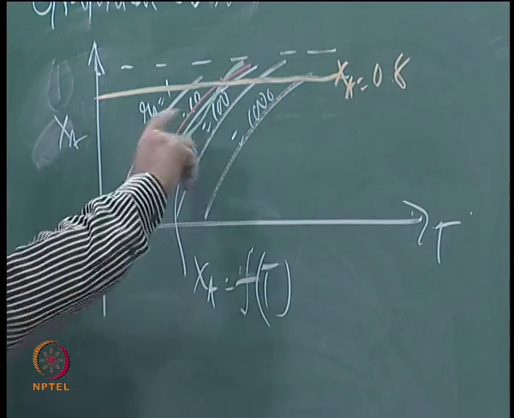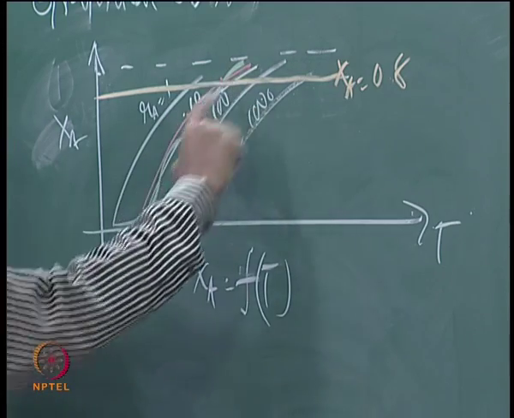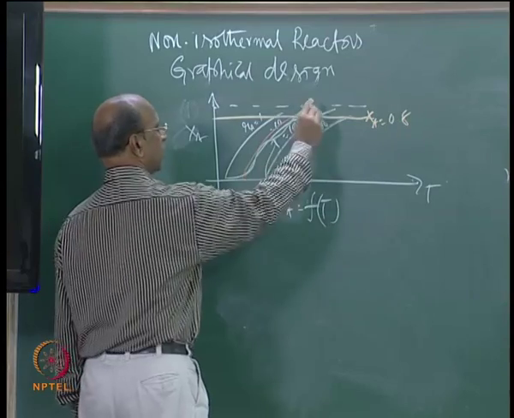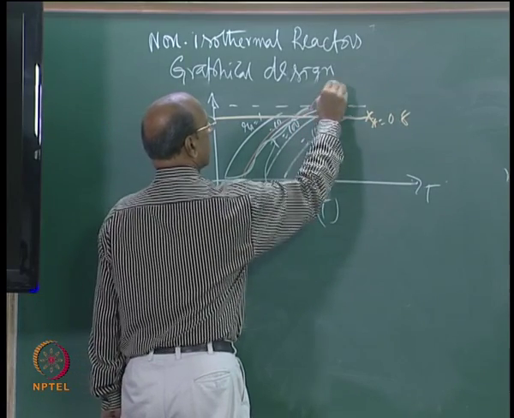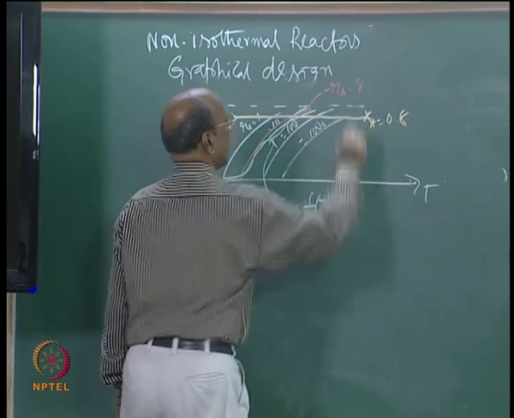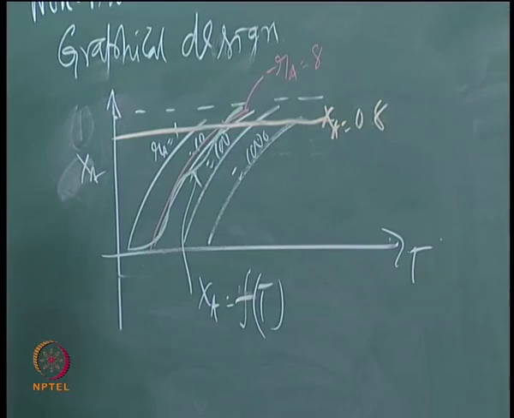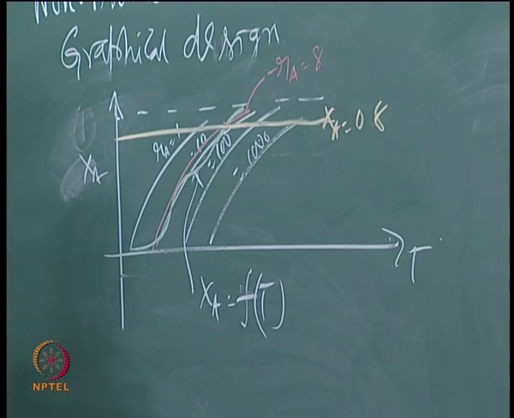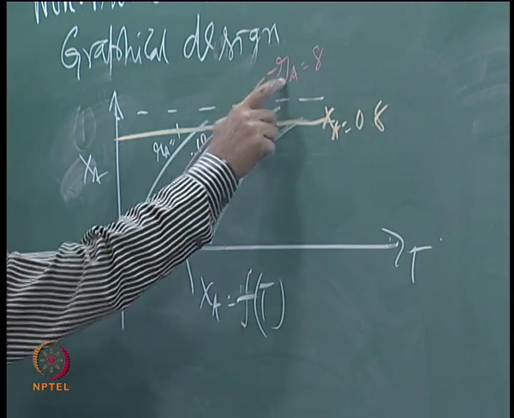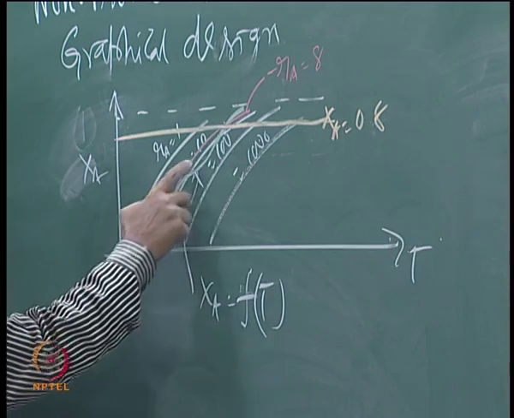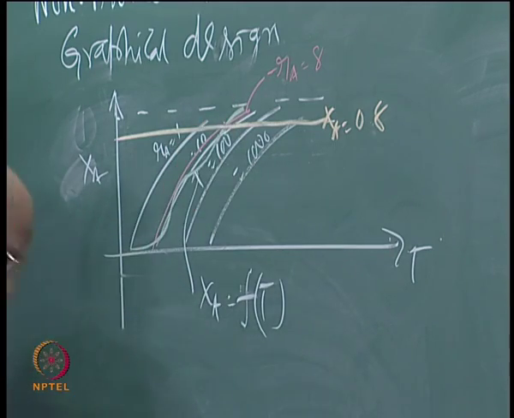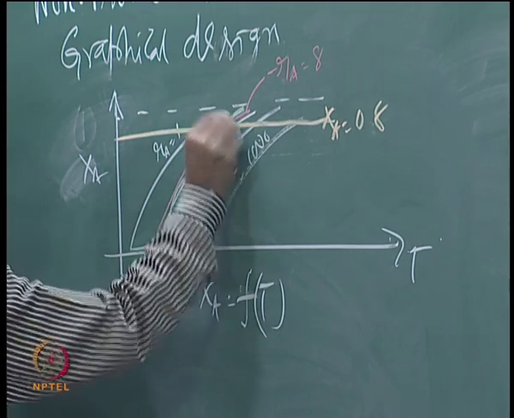So now you see this line, this red line, this is minus r a equal to 8. That is the 8 minus r a line, and this is the xa line equal to 0.8, and this line is going and cutting here. So that means this is the point, that is the point.